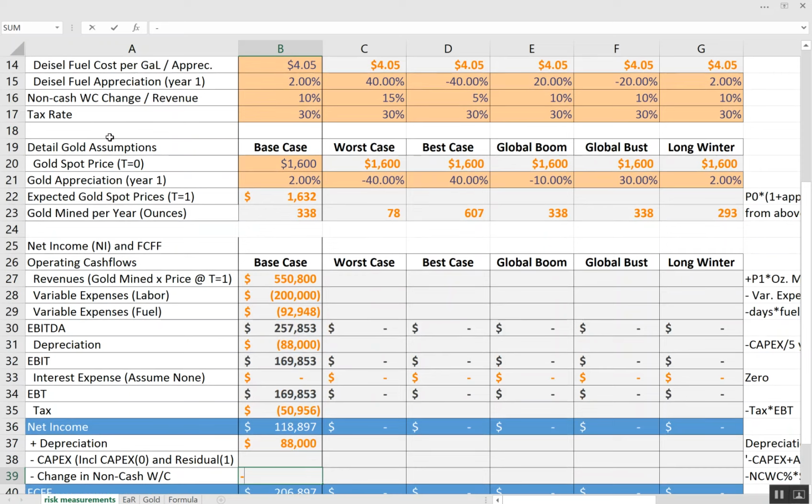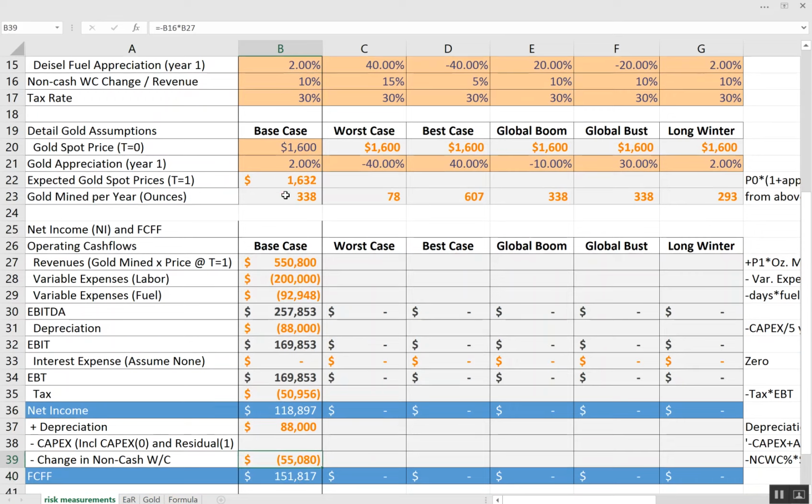So I have a note here. This is the non-cash working capital change as a percentage of sales. And I just did that for simplicity. Normally what I would do is actually forecast working capital and calculate the percent change. We'll just say the change is equal to 10% times sales.